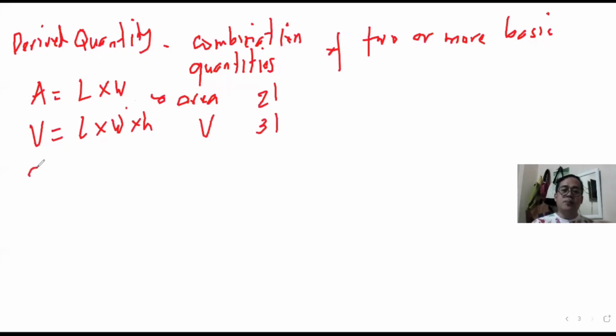Your speed is also an example of a derived quantity because it is a combination of distance and time, which is length and time. So we have 1 length and 1 time. So derived quantities are quantities that are a combination of 2 or more basic quantities. And we also have another term, acceleration.